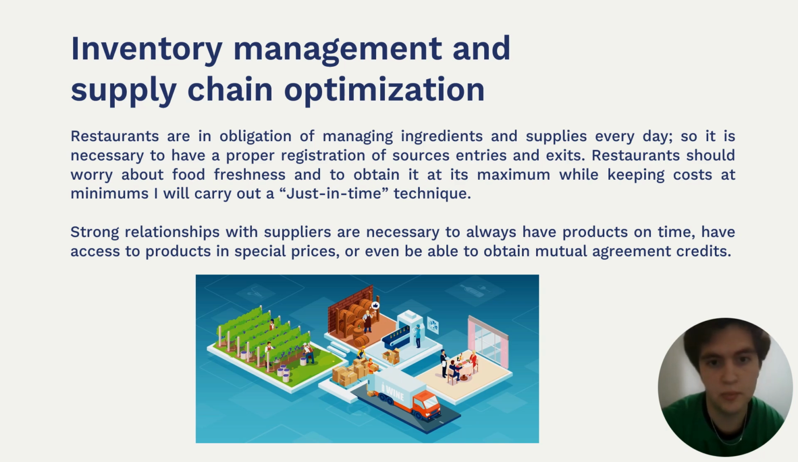And according to the supply chain optimization, I need to say that strong relationships with suppliers are necessary to always have products on time, have access to products at special prices, or even be able to obtain mutual agreement rates. All of these three previously mentioned tasks are very important because that will make us have a lot of money in favor and prevent losses.